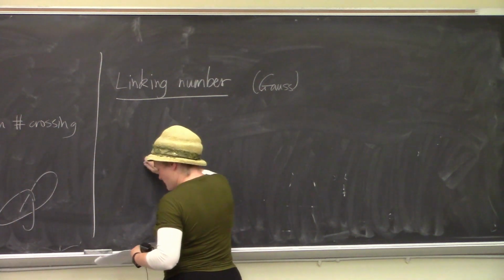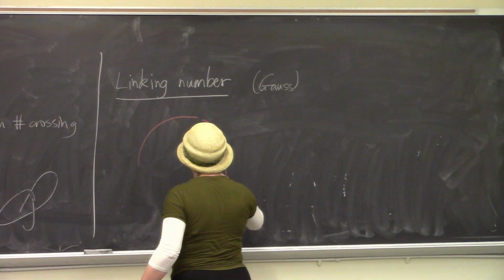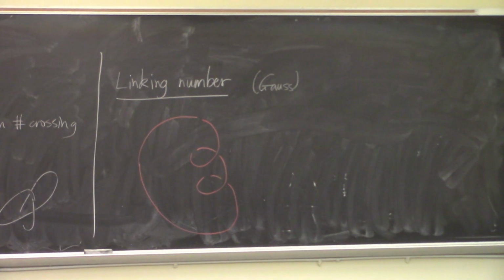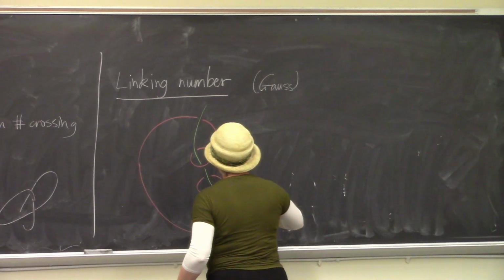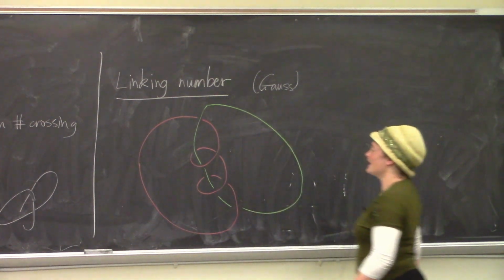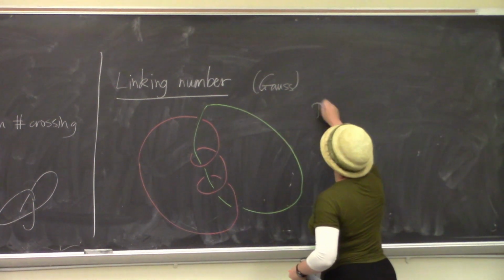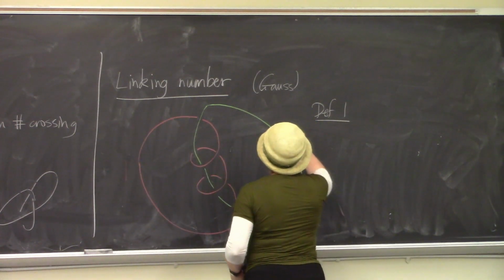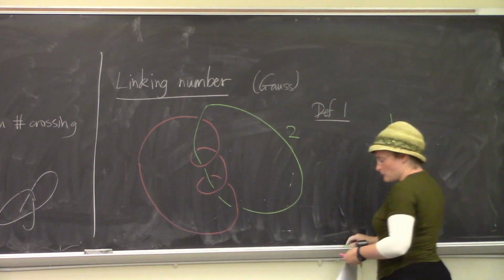Okay, so let's just draw something simple. Here, and then the other one will be straightforward. Okay, so we've got a 2-component link, and we want to know the linking number. So here is one definition. Let's call this component number 1, this component number 2, and now we'll only look where component number 2 goes over component number 1.